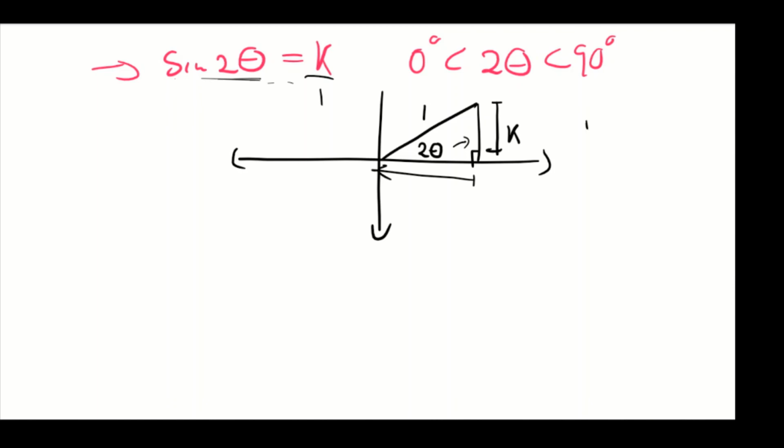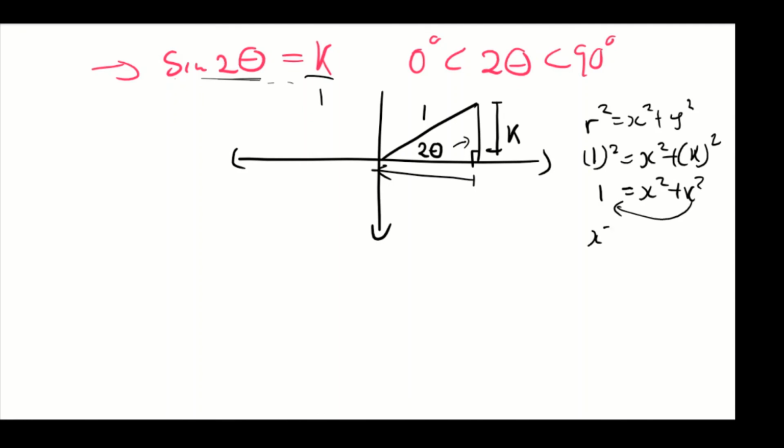So to find this side, you're going to say r squared is equal to x squared plus y squared. Our r is 1, so it's going to be 1 squared equal to our x, which we don't know, plus our y, which is k squared. So it's going to be 1 equals x squared plus k squared. Transpose the k squared to the other side. x squared is equal to 1 minus k squared. Then you put your square roots. So x is equal to the root of 1 minus k squared, right?